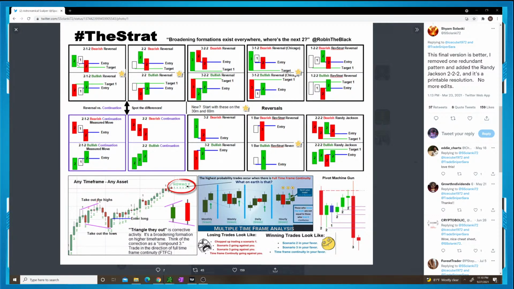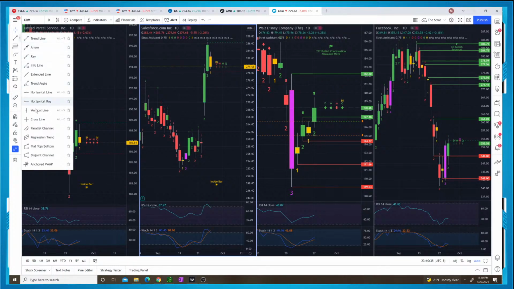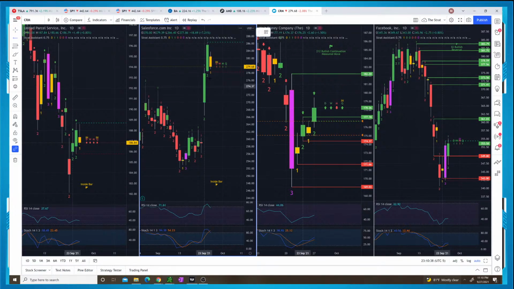So we have a 2-1. It could be a bearish reversal. So the entry would be at the low of the inside candle right there, and your target would be the low of the 2 previous candles before that. And basically you can keep getting your targets by looking at those other wicks. So I'll go ahead and show y'all right here. We got the horizontal ray tool.